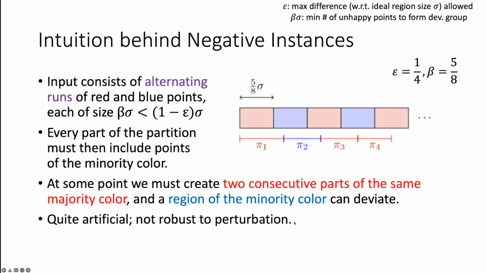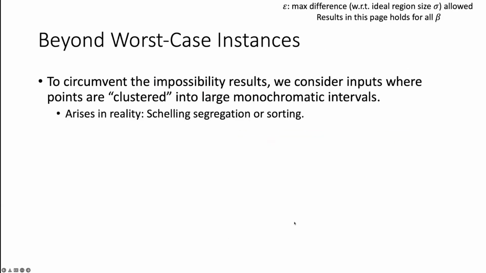So what we do next is go beyond worst case instances. We consider inputs where the points are clustered into large monochromatic intervals. And this kind of arises in reality. It's called Schelling segregation or sorting, where people tend to move to areas with like-minded people.